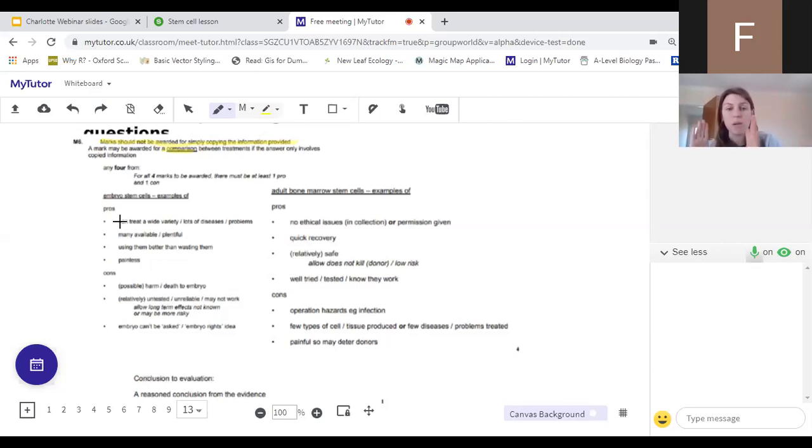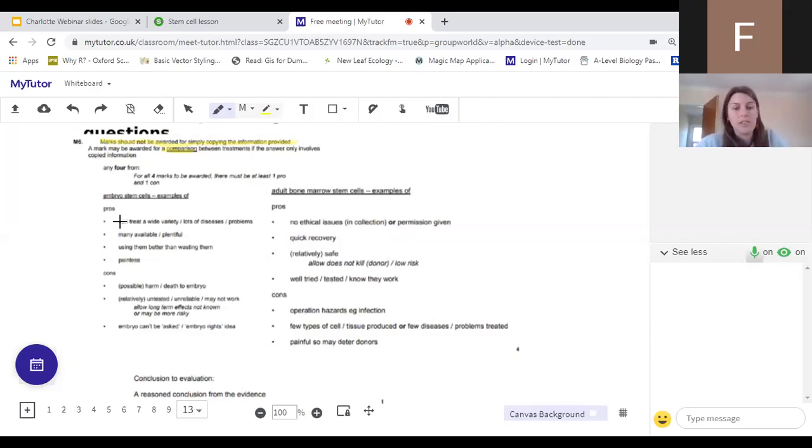If you're talking about bone marrow cells, pros of using those are that there's no ethical issues, or permission can be collected from the patient. So you haven't got that problem there. Relatively quick recovery, and they're relatively safe. And they're well tried and tested for treating those blood diseases.